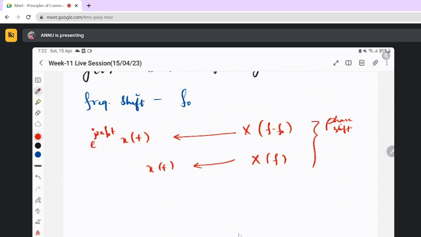So basically, frequency modulation is nothing but shifting in frequency, right? True. That's why in the FM computations we always see X of f minus something, f minus f naught.